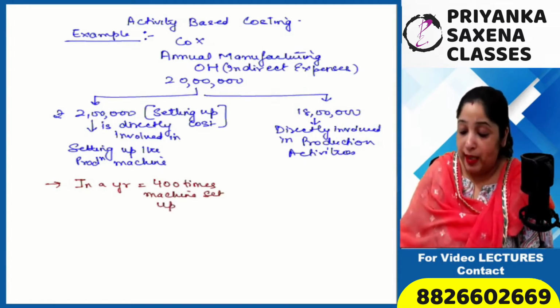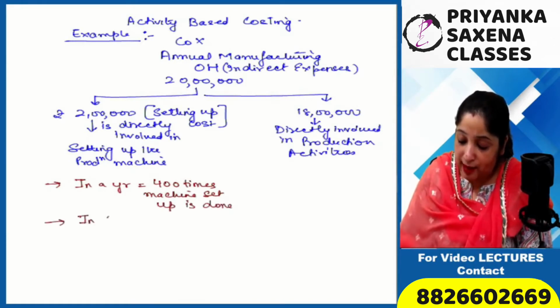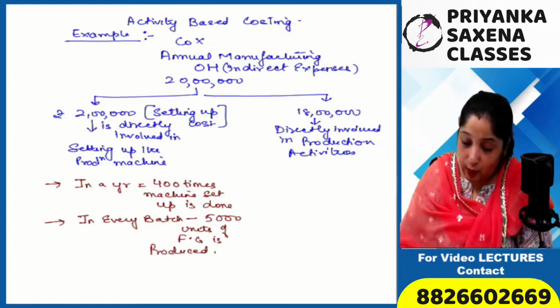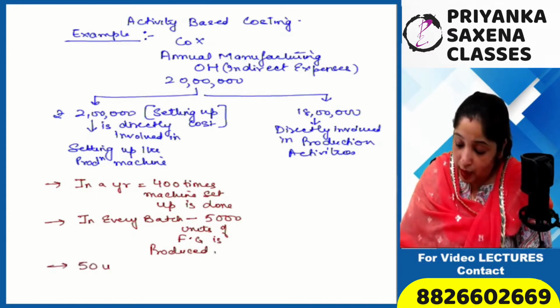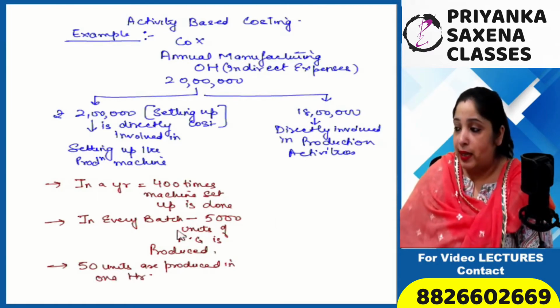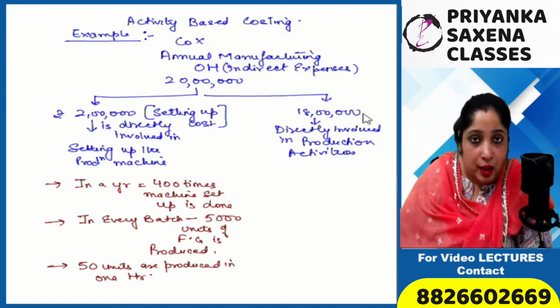400 times machine setup is done, and in every batch 5,000 units of finished goods is produced. And if I tell you one more information, that is 50 units are produced in 1 hour. These three informations I have given you, and related to this area, this expense is directly incurred during the production time when the production takes place.